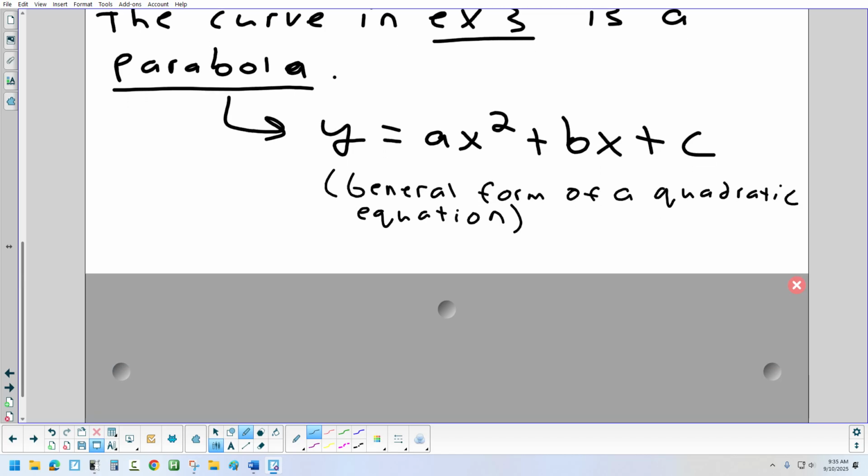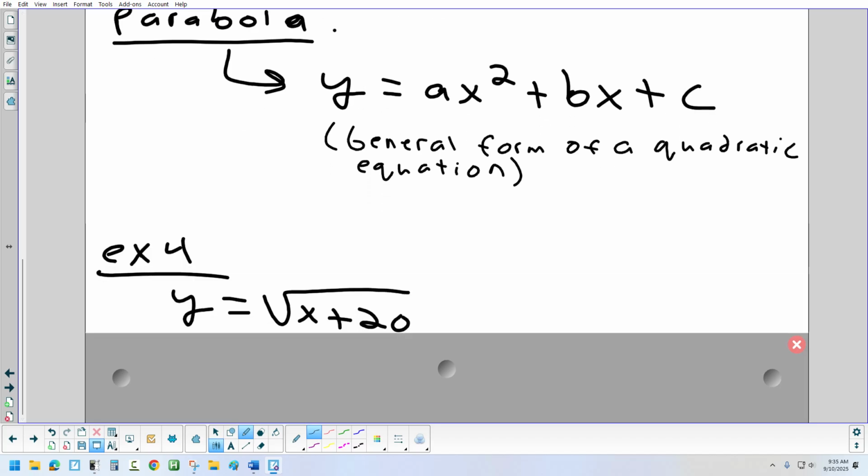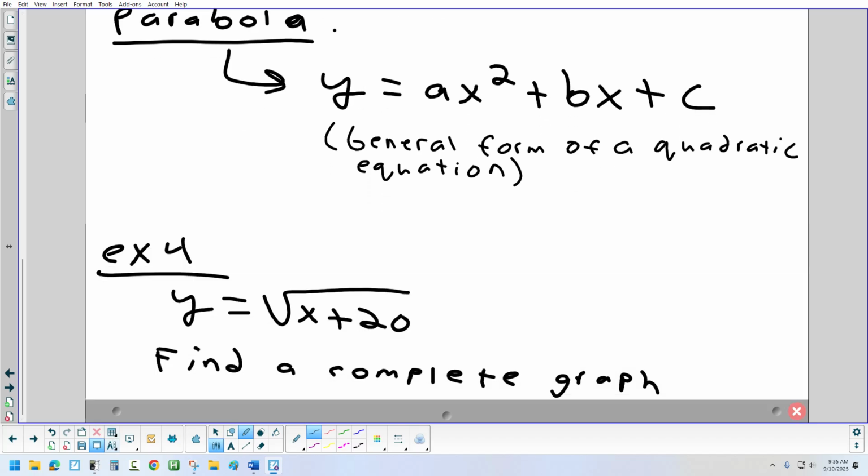Okay, and we'll do one more graph, and then that'll be it. Probably end a little bit early. Okay, so the last one I want to graph is the square root of x plus 20.